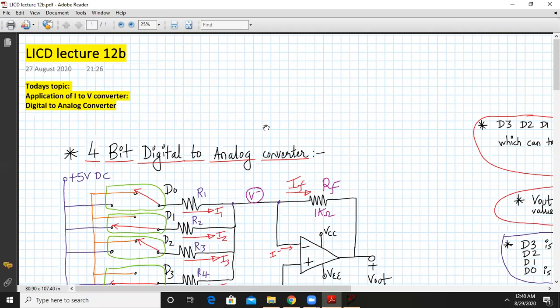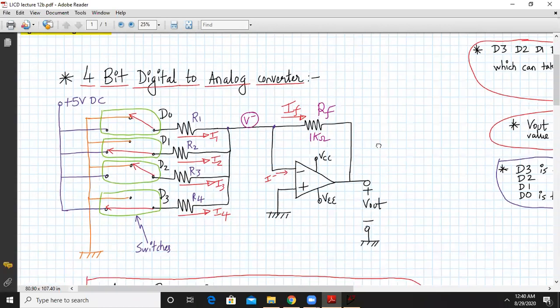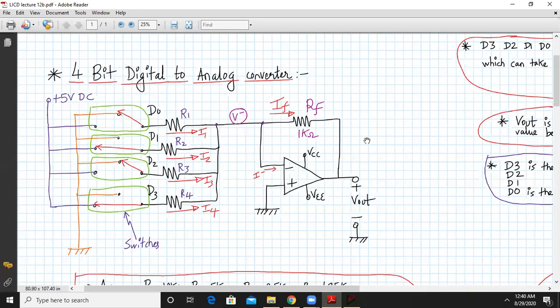Today's topic is digital to analog converters using the I to V concept, that is, the current to voltage conversion concept. So let us see this circuit. This is my 4-bit digital to analog converter. Here I have my op-amp powered with a plus or minus VCC supply. Here is my output terminal.